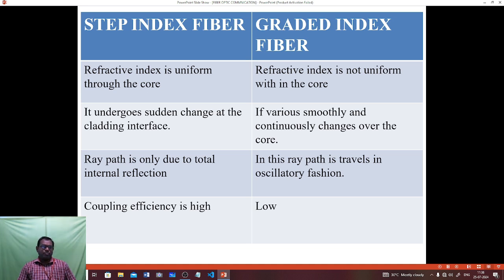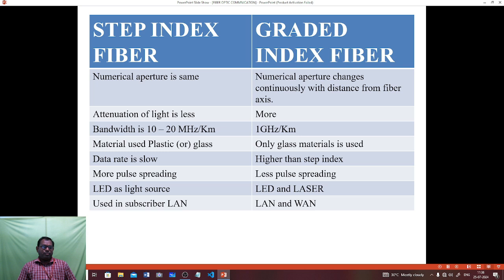The step index fiber has high coupling efficiency compared to graded index fiber. In step index fiber, the numerical aperture is the same, and in graded index fiber the numerical aperture is not the same, as it continuously changes with respect to the optical fiber axis. Attenuation of the light is less in step index fiber. Attenuation of the light is more in graded index fiber.